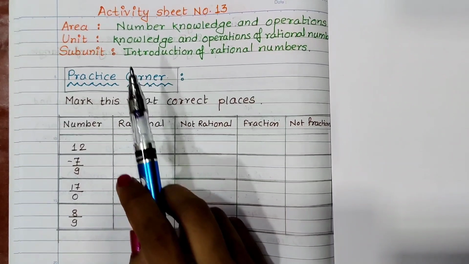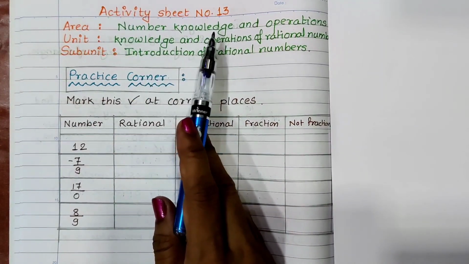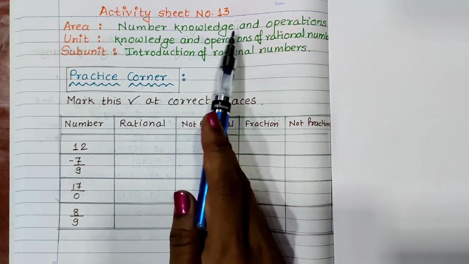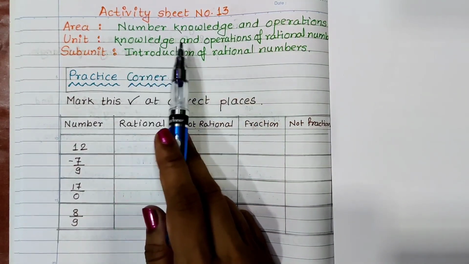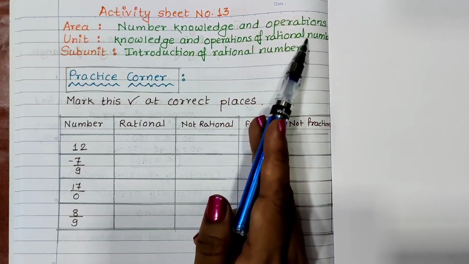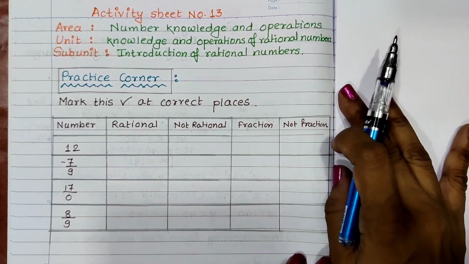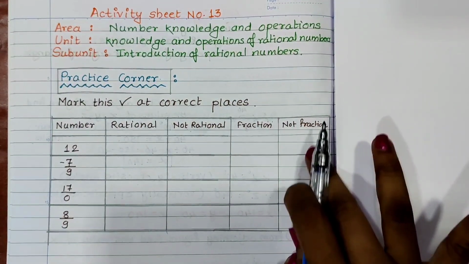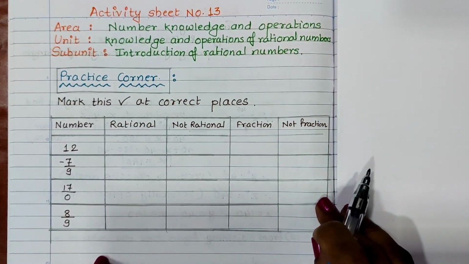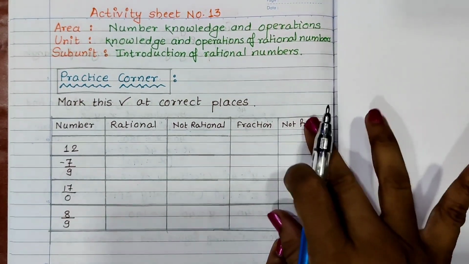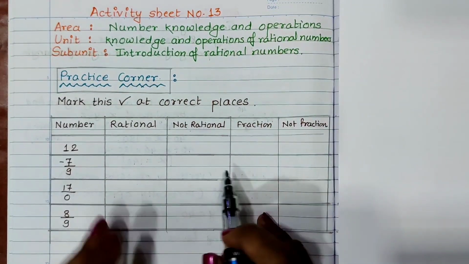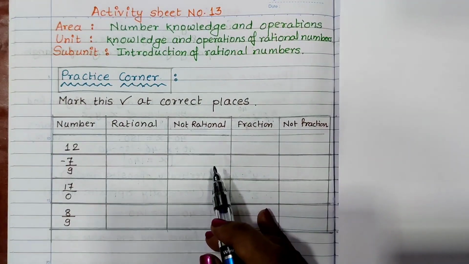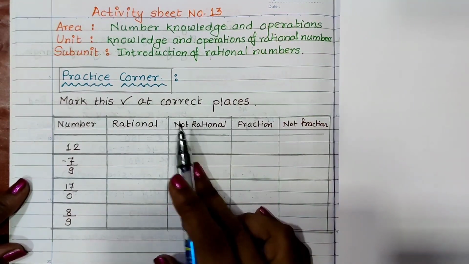So children, as you all can see here in activity sheet number 13, I have written area, number knowledge and operations. Unit is knowledge and operations of rational number, and subunit is introduction of rational numbers. So in practice corner, we will be solving this chart question in our notebook. So mark a tick mark at the correct place. Wherever the correct place is, we have to put the tick mark.